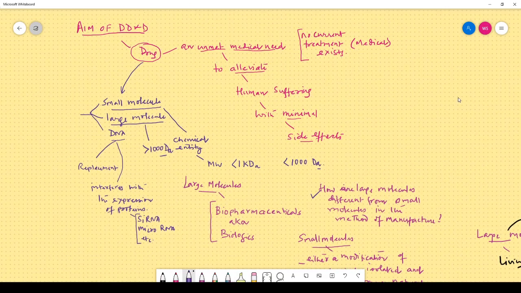Okay, so let us recap. We have talked about the aim of drug discovery and development. So we said, why do we need a drug? We need a drug to alleviate the human suffering due to an unmet medical need with minimal side effects. So, how is it advantageous? How is it advantageous to humans?